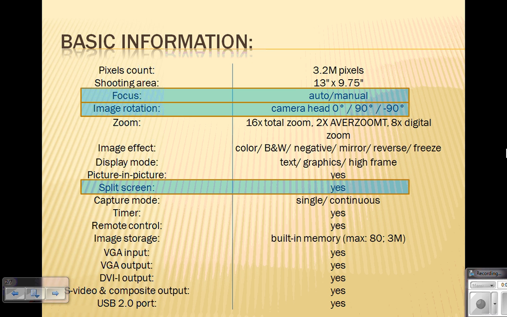The next one is your split screen. Unlike several other dot cams, the CP155 allows you to have a split screen, which allows you to have one picture on one half and another picture on the second half of your screen. Very similar to the line that is shown in between this PowerPoint.